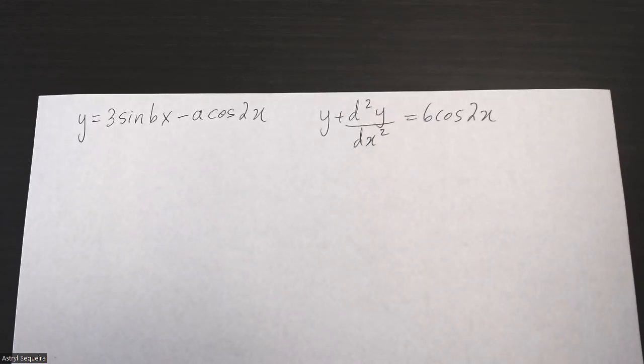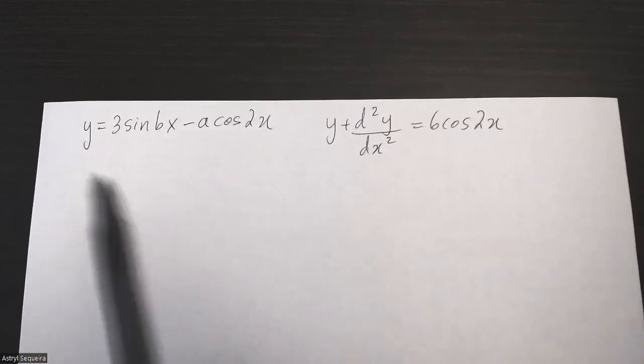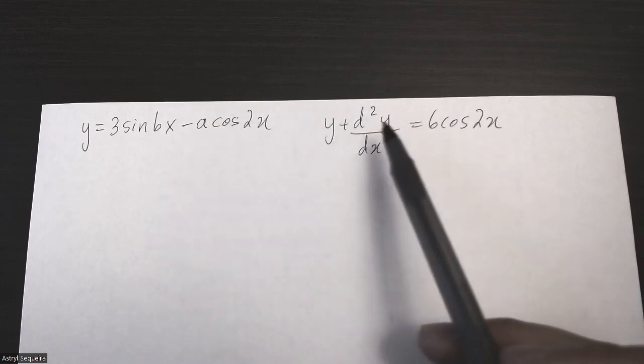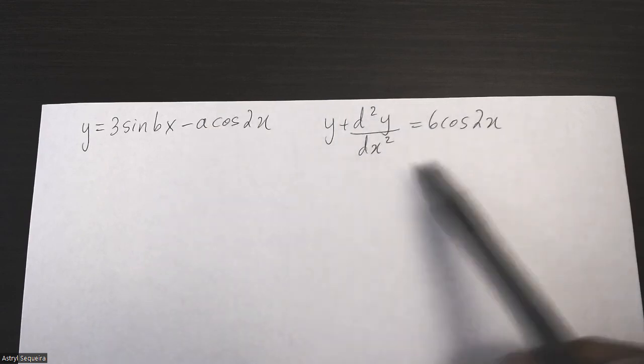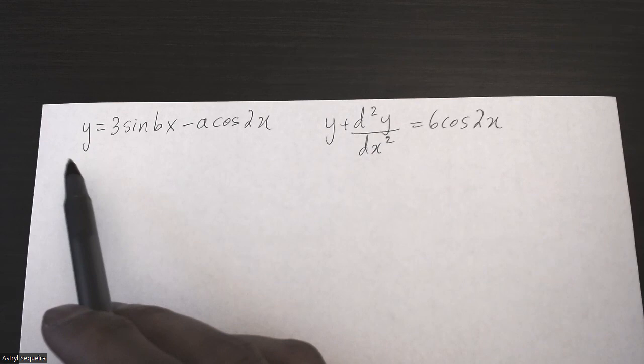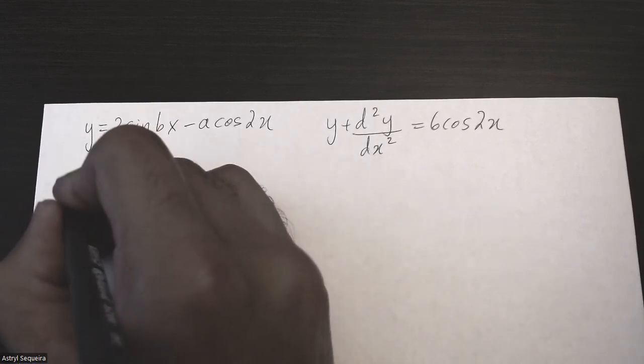It's a similar one. I have 3 sine bx minus a cos 2x, and I want to find the values of a and b such that this equation is true over here. So again, I'm going to do the same thing. I'm going to differentiate this.